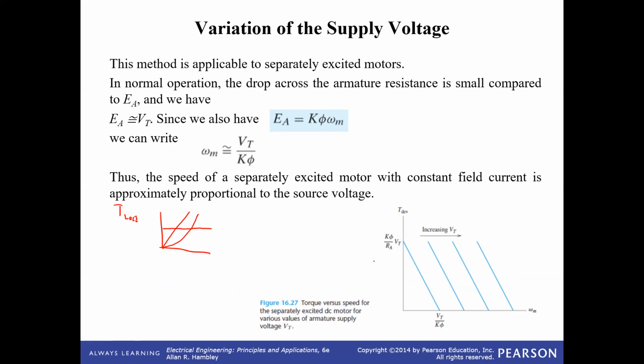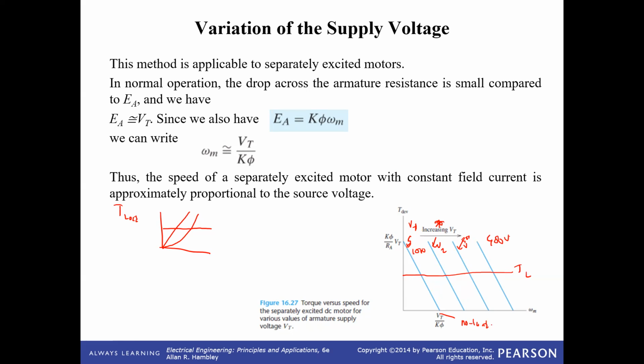So for example, if you have a constant torque load like this. This is for voltage supply number 1, this is voltage supply number 2, and as you increase, this is voltage. Maybe this one is 100 volt, this one is 200 volt, this one is 300 volt, and this one is 400 volts. If you have a voltage supply at 100 volt, this is the value of the no load speed. When your supply is 100 volt, and this is your torque load.